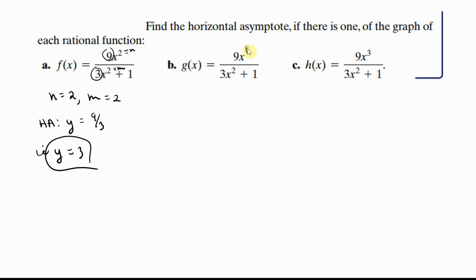Now for this one, n is equal to 1 and m is equal to 2. So I get n is less than m. That implies that the horizontal asymptote is automatically y equal to 0. Over here, n is equal to 3, m is equal to 2. So I get n is greater than m. So that implies no horizontal asymptote.